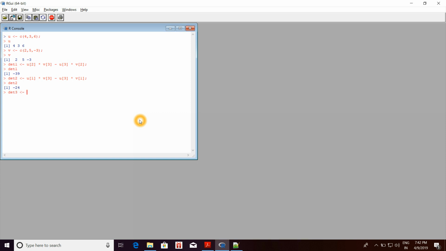And det 3 will be, so we have to cover the last column. So u1 into v2 minus u2 into v1. So 14.